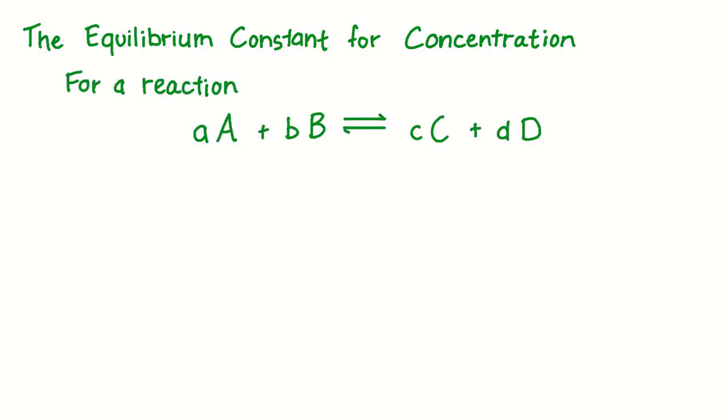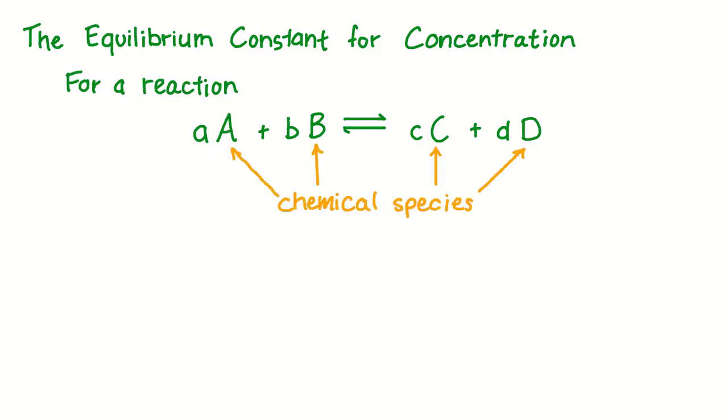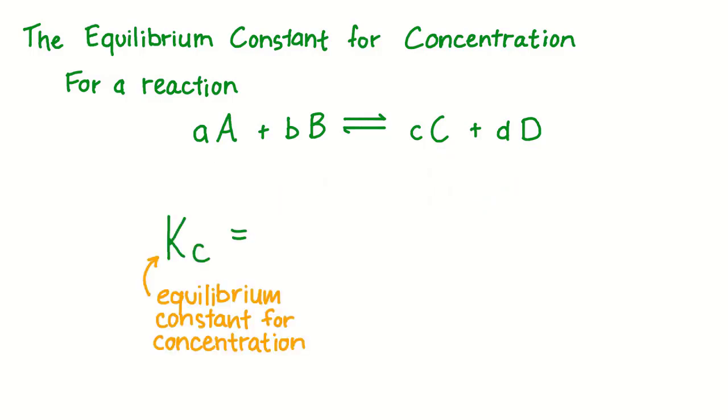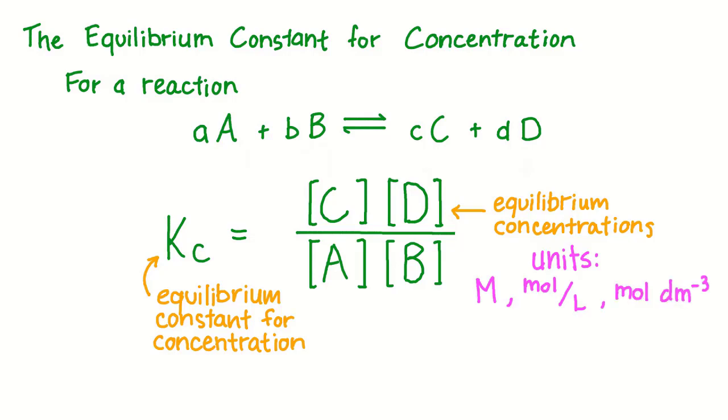For a general reaction, where these small letters represent the stoichiometric coefficients, and the capital letters represent the chemical species involved in the reaction, we can create an expression for the equilibrium constant for concentration as follows. We'll start off with the equilibrium concentrations of the products in the numerator. We'll put the equilibrium concentrations of the reactants in the denominator. Concentrations, as indicated by the square brackets, might be in units of molar, moles per liter, or moles per cubic decimeter.